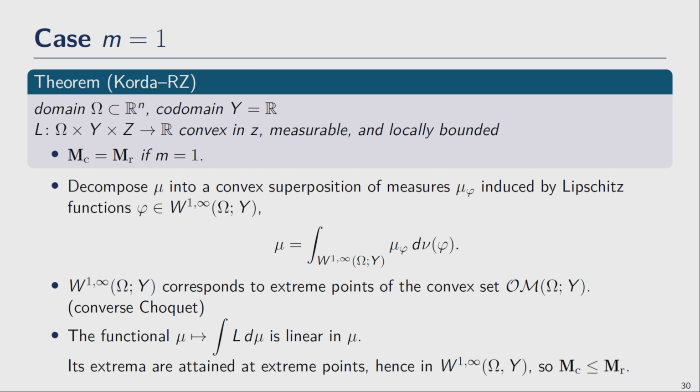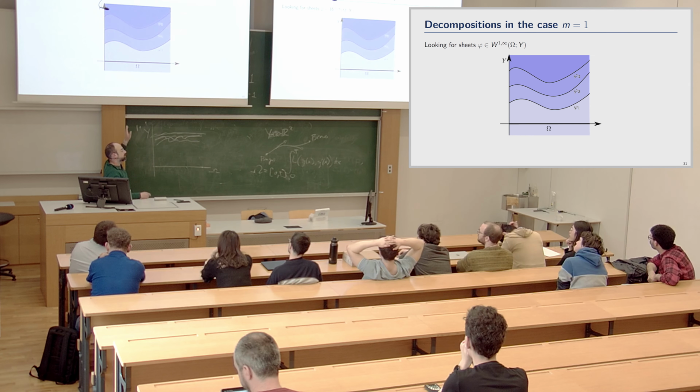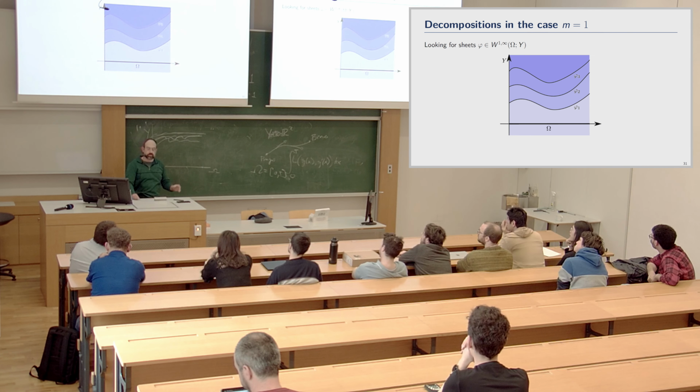But how to say this? The hard part is the first step, right? How do you decompose that? And so it's like this. Okay, so imagine you're looking for some sheets phi 1, phi 2, phi 3, such that somehow, maybe if I go on a vertical line, I go up and up and up, I am kind of accumulating more and more mass as I move up, right?